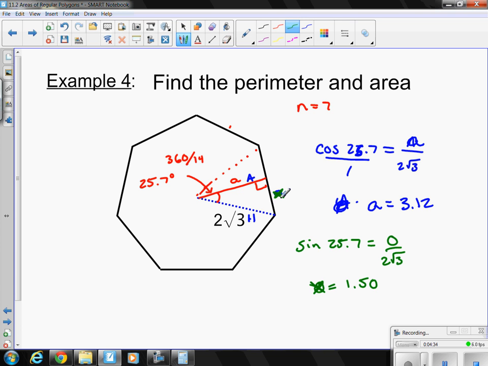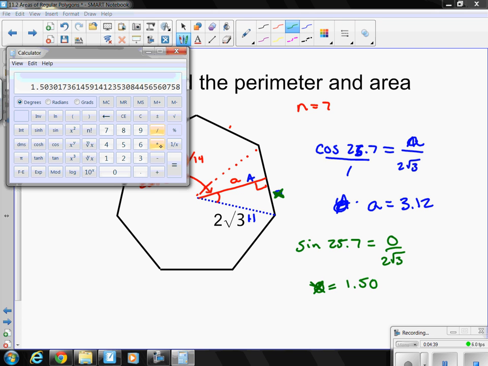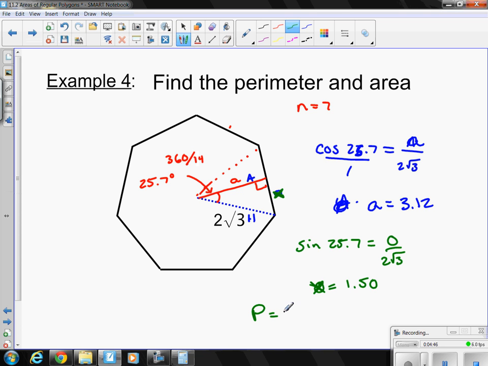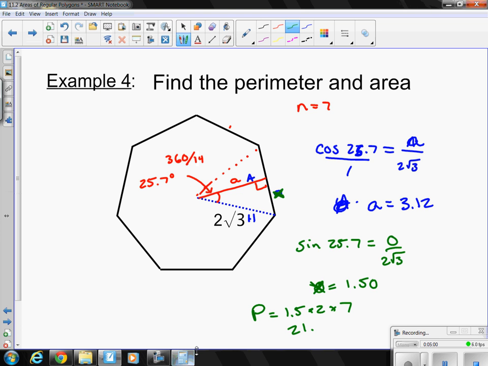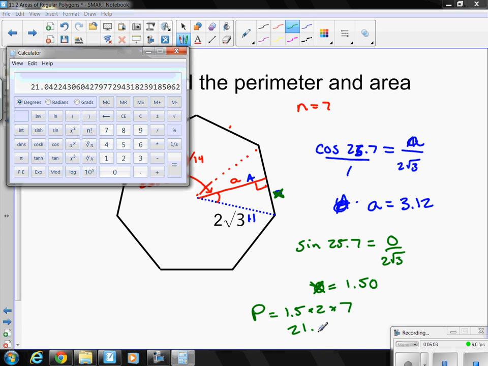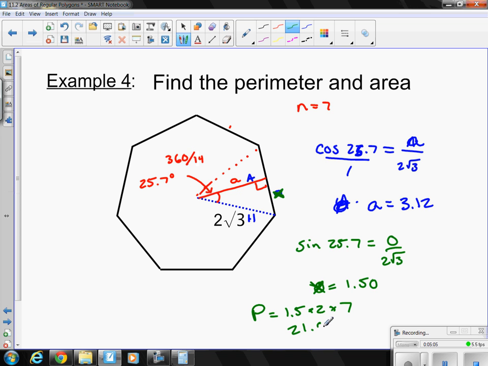And now the whole side length is going to be twice that, so times that by 2. That's the whole side length, and now my perimeter: 1.5 times 2 times the number of sides, 7. So my perimeter is 21.04.